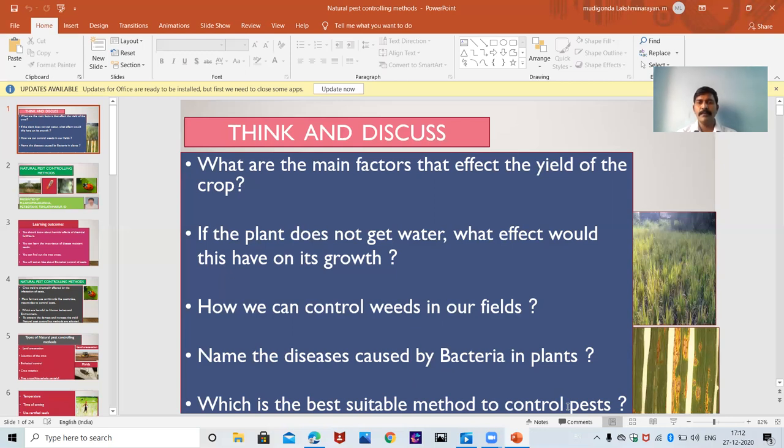Which is the best suitable method to control the pests? Normally, farmers use different types of pesticides, chemicals to control the pests. Is it a good habit? No, don't use pesticides or insecticides to kill the pests. Sir, then how can we protect our crops? How can we get high yielding? How can we increase our yield? Yes, other methods are there to control the pests. Different types of diseases occur in the plants. To control these diseases, not only pesticides are useful, some other methods are also helpful to control the pests.